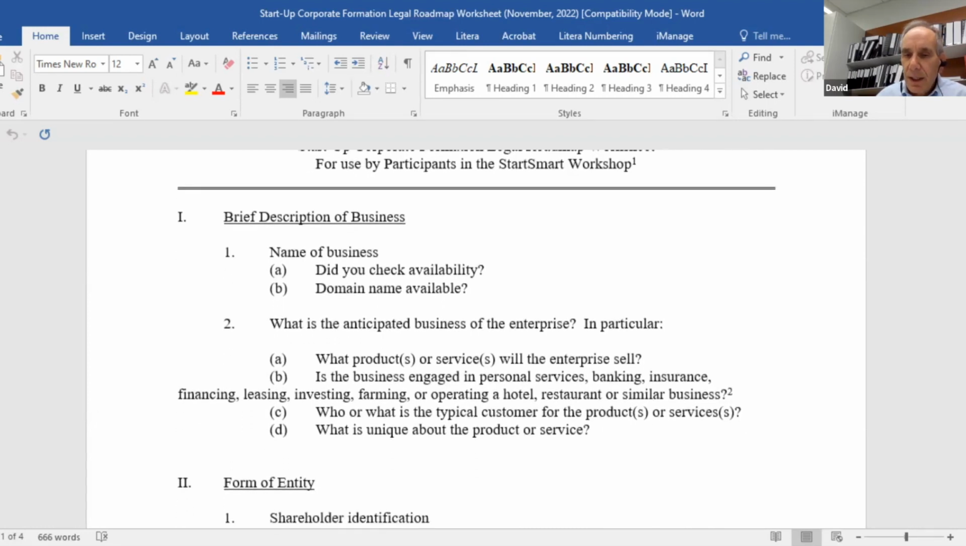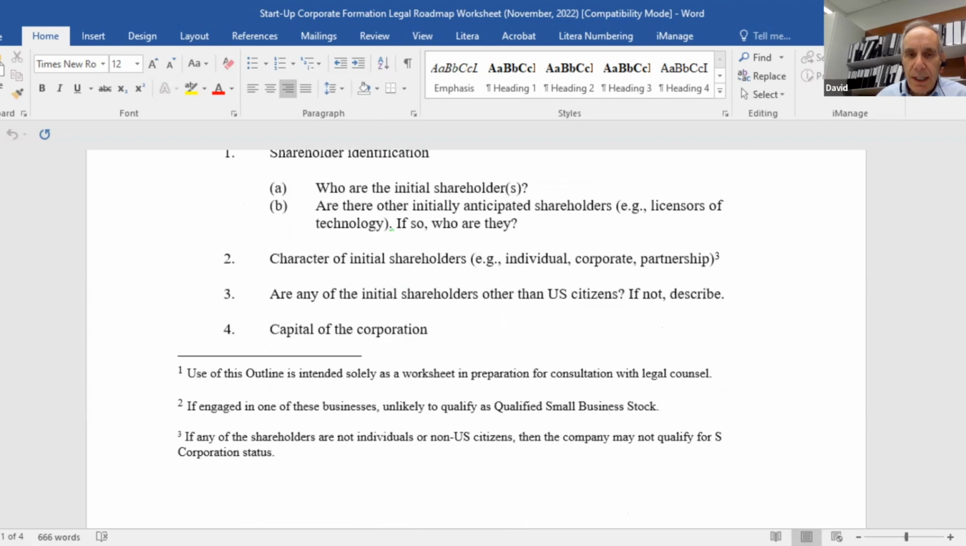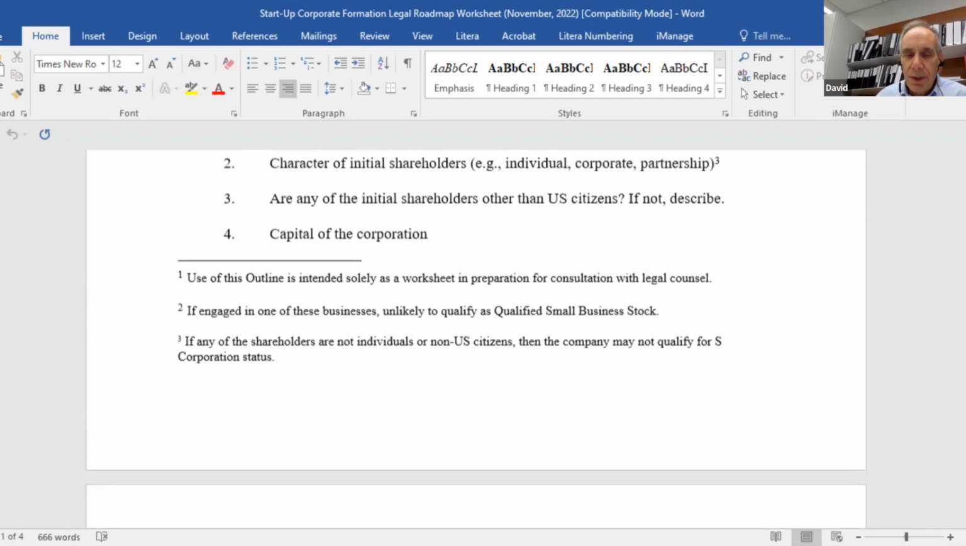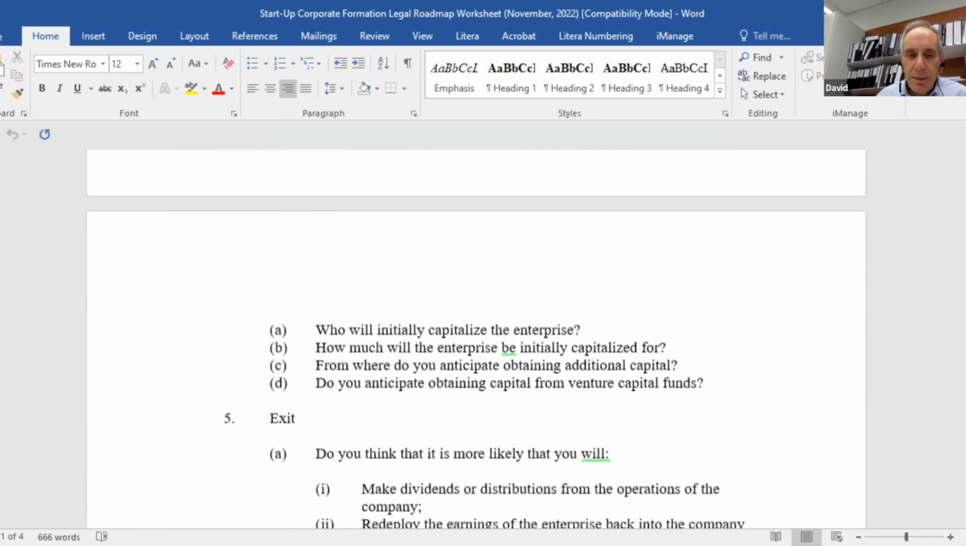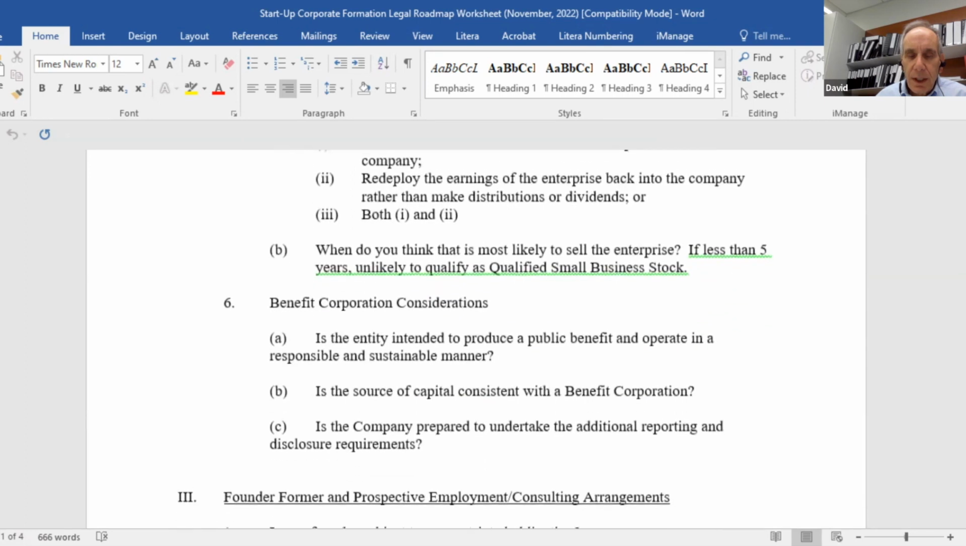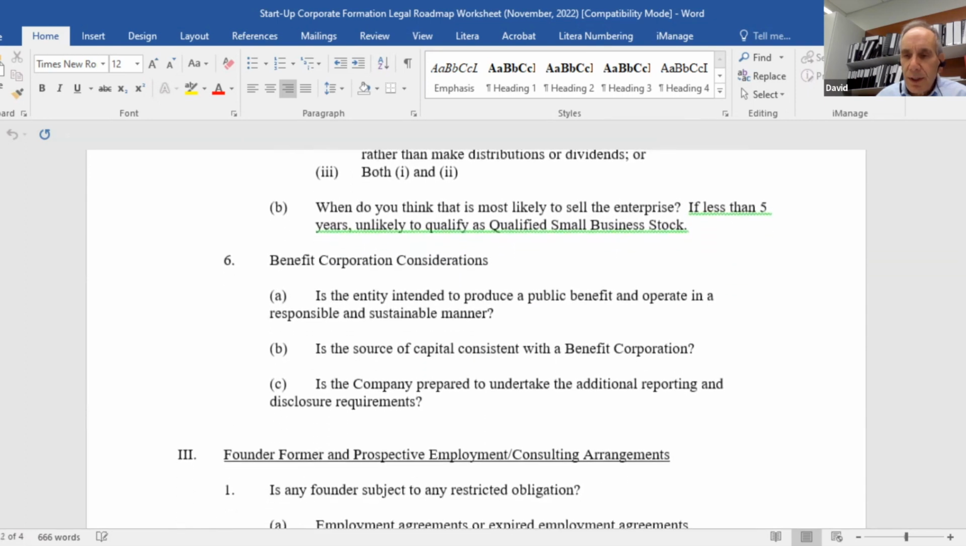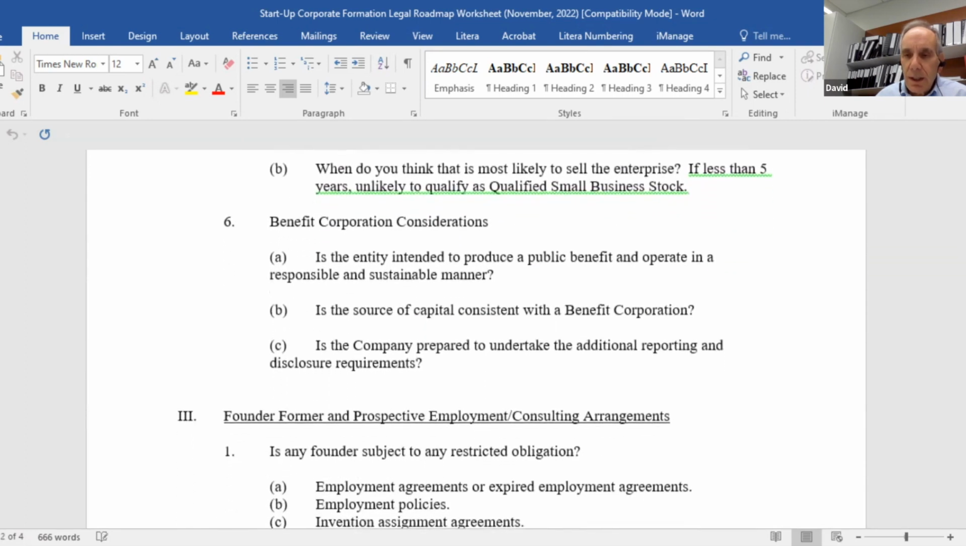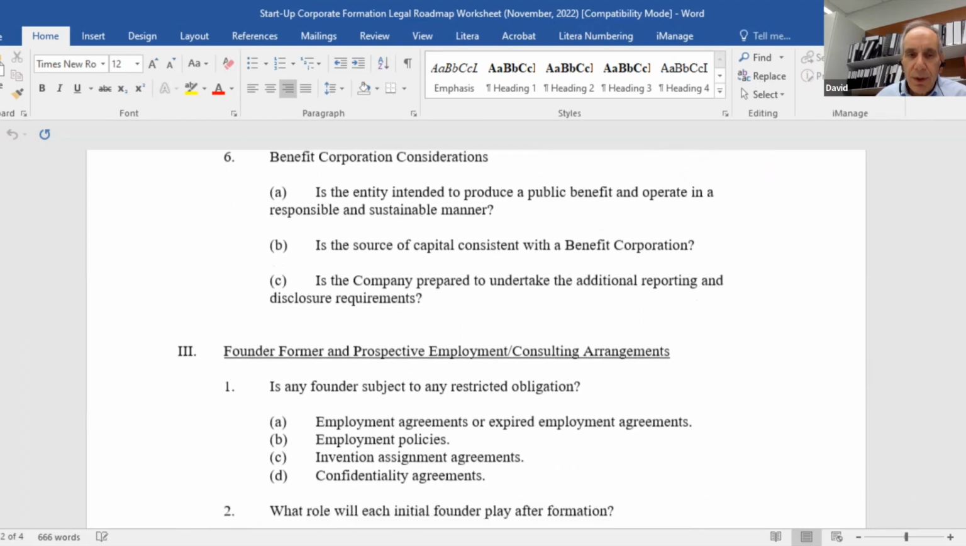Form of entity. There's a series of questions, but I'm going to skip that because we basically just went through those in connection with the form of entity. That's what this is all about. Here are the benefit corporation questions that Stephanie was just referring to.